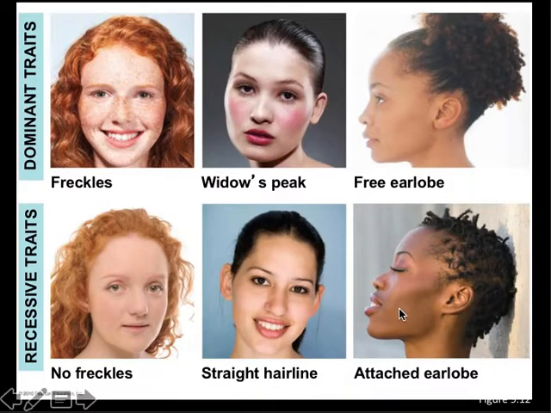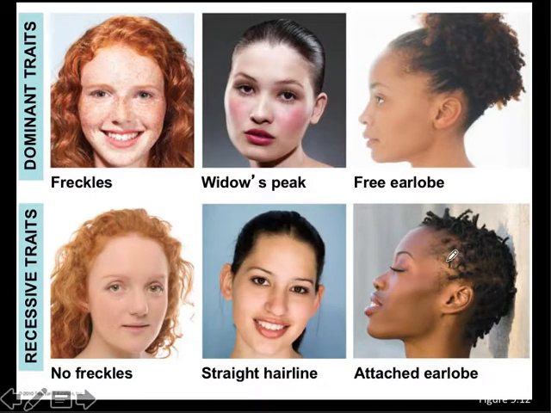An example of some dominant and recessive traits: freckles, for example, are dominant characteristics. A widow's peak, meaning a V-shaped hairline, is dominant. And a free earlobe is a dominant trait. Have a look at your own ear, or have a feel of your own earlobe. Do you have a free earlobe, or do you have an attached earlobe? If you have an attached earlobe, it's actually a recessive trait.